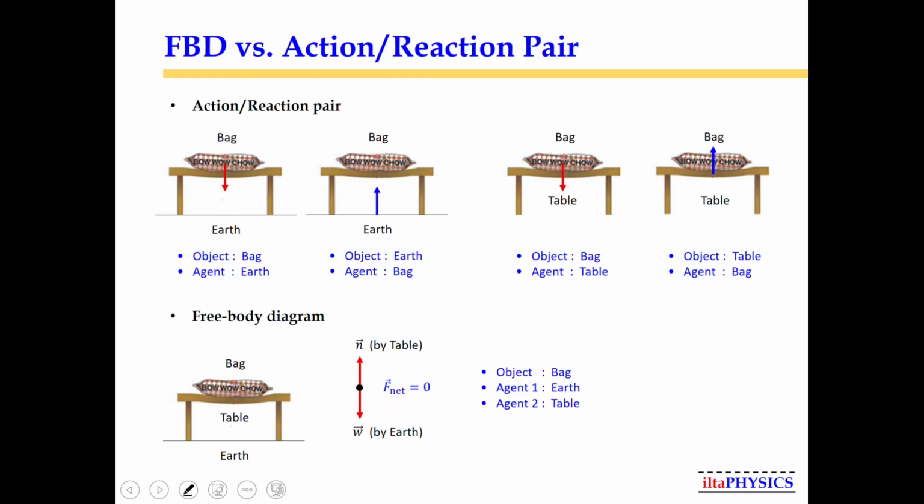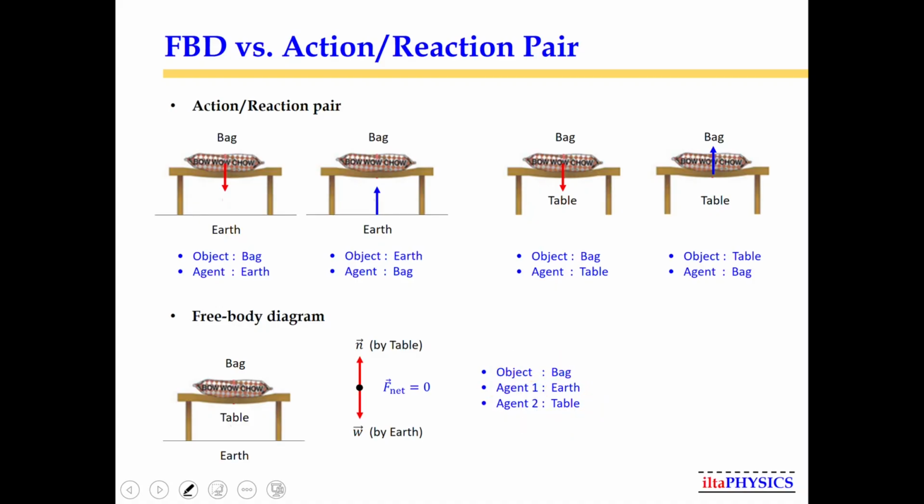Now let's explain the same situation using Newton's third law. As we reviewed last time, the law of action and reaction describes a pair of forces between 2 objects, the agent and the object. Each force in the pair acts on a different object, but they're equal in magnitude and opposite in direction. In this case, we have one object, the bag, and 2 agents, the earth and the table.